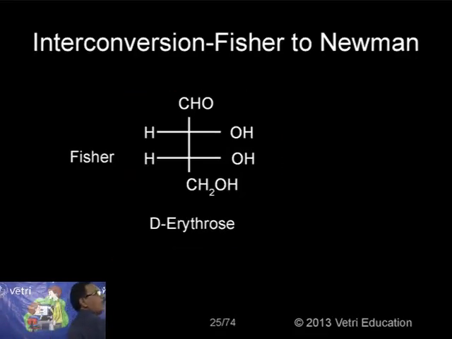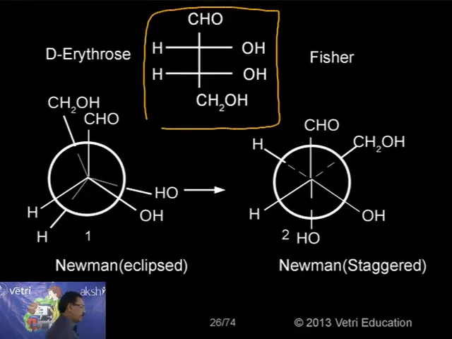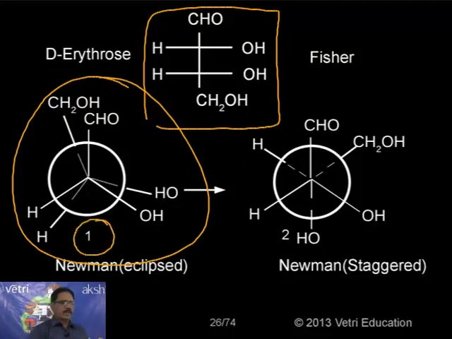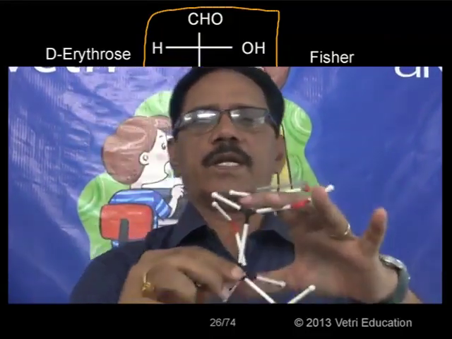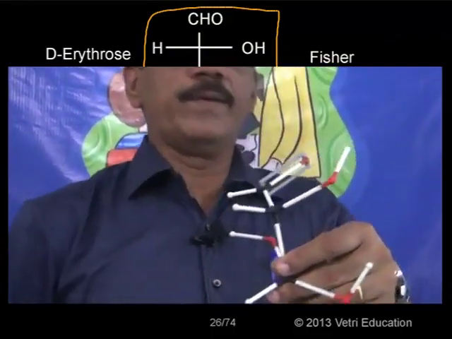Now, how am I going to show you? Just see here. I am writing the Fischer projection here, and the corresponding Newman projection. Just now I have shown you, let me show you now. The structure 1, you can see here. This is structure 1. Let me show you, repeat again. Kindly see here, this is structure 1.